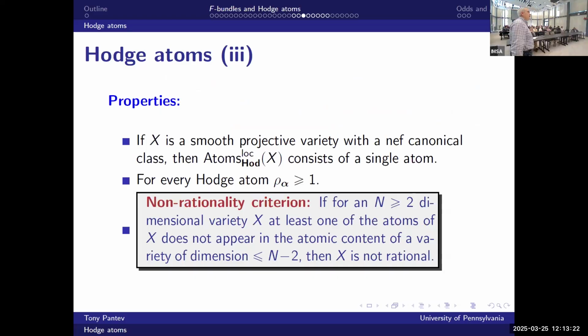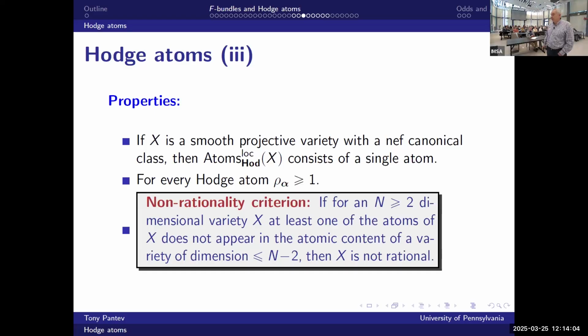If you have a smooth projective variety with a nef canonical class, then these atoms of X, the local atoms of the variety, they have a single atom. This spectral cover is connected. So that atom theory only gives you a breaking when the canonical class is not nef. The other thing that you get essentially for free from the maximality condition and from the fact that these are coming with Frobenius products or quantum products is that for every Koch atom, the dimension of the locus of Koch classes is at least 1.